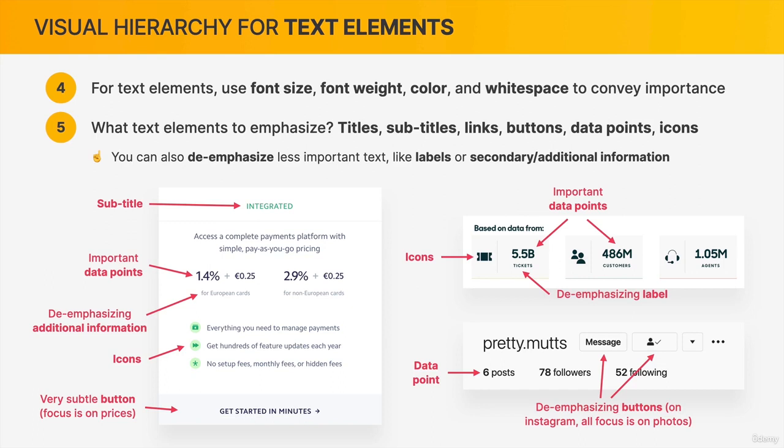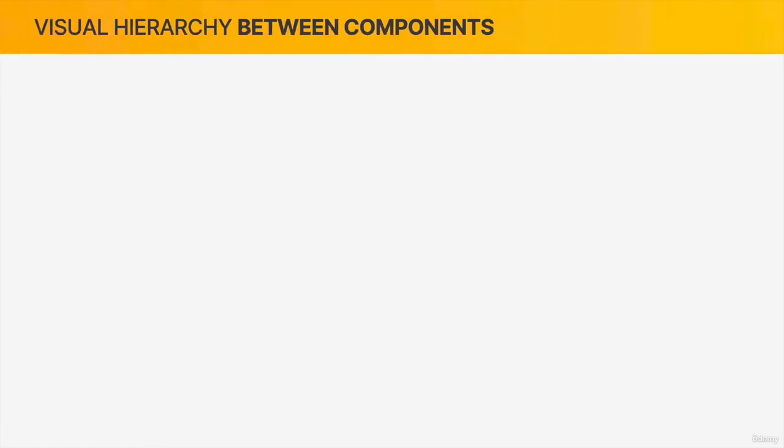All right. So that was a lot to take in about visual hierarchy for text elements, but we're not done yet, because now we need to talk about visual hierarchy between components. So that's also super important. And by components, essentially I mean groups of elements or big areas of content. So let's focus now on establishing visual hierarchy between components.